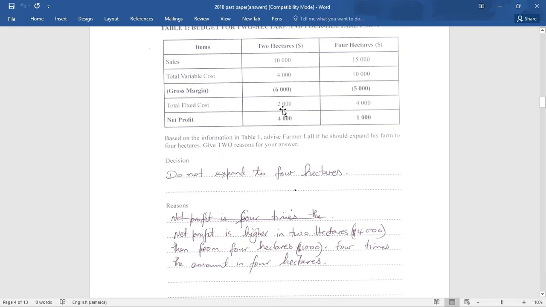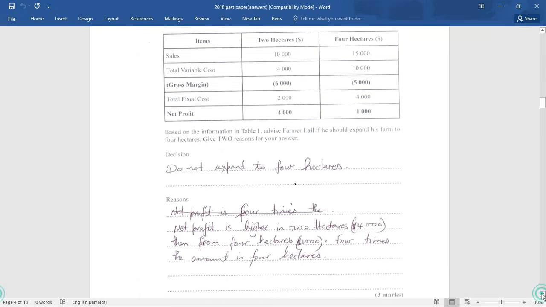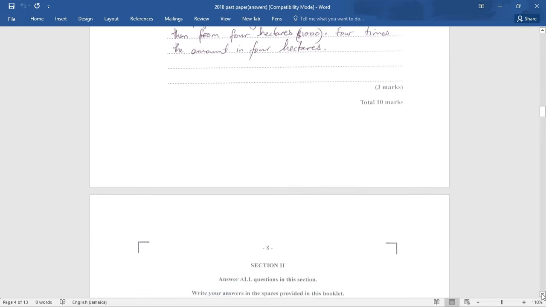Alright, again, the total fixed cost is only $2,000 in 2 hectare, but it doubles in the 4 hectare plot. So you don't want your cost to be doubling. Alright, that's not a good sign. Alright, so let's go to the next question.